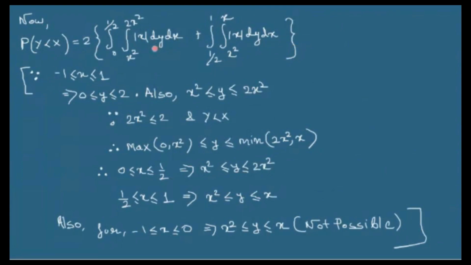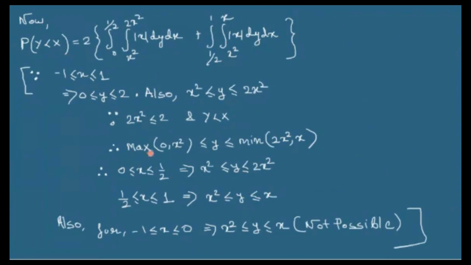The reason for breaking the interval of integration is that we know our range of x is from -1 to 1, so our range of y will be from 0 to 2. Also, we know that x squared is less than or equal to y and y is less than or equal to 2x squared. So we can say that 2x squared is less than or equal to 2 from this relation, and also we have y less than x, the probability that we want to calculate.